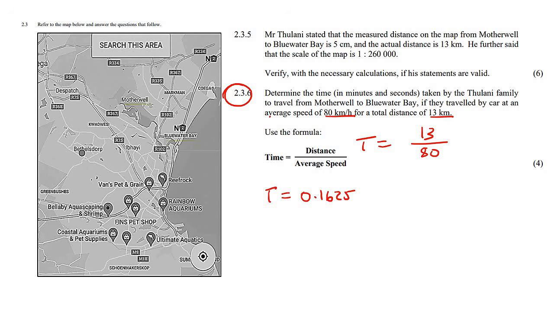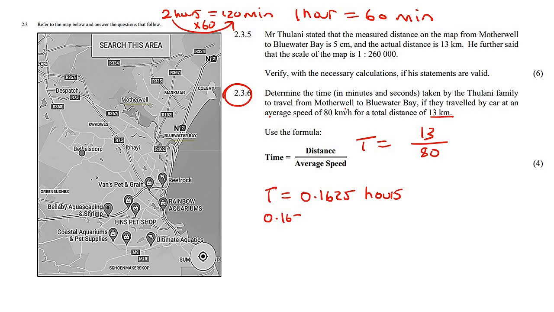But now what is this? Is this hours, minutes, or seconds? Well, here we're using hours, so this is going to be in hours. Now they want the answer in minutes and seconds. So let's convert this into minutes. We know that 1 hour is the same as 60 minutes. So if you have 2 hours, well then that's 120 minutes. So to go from hours to minutes, you multiply by 60, and that'll give us 9 point, and that'll be now in minutes.